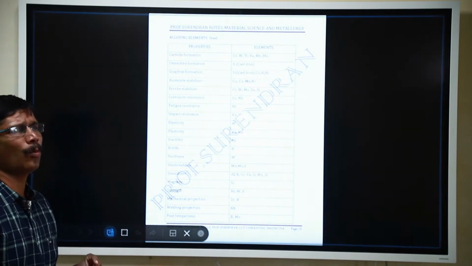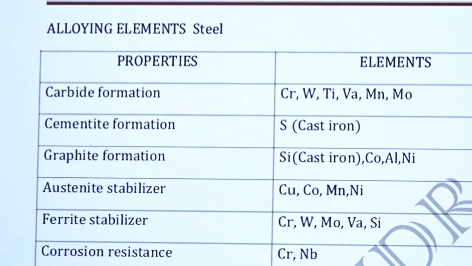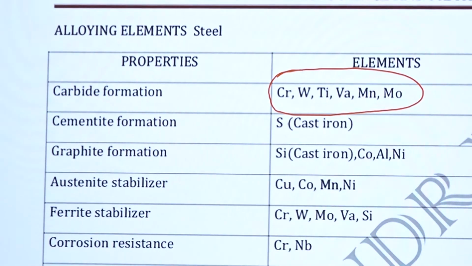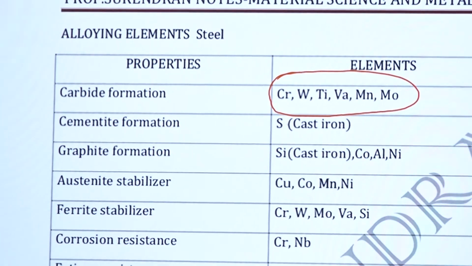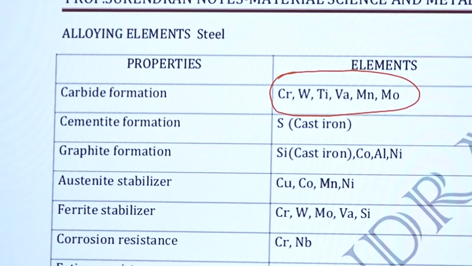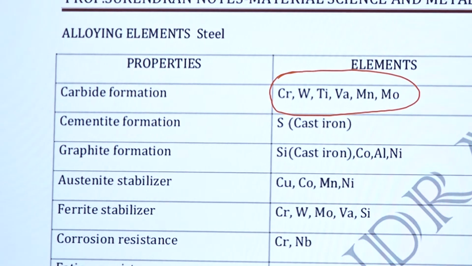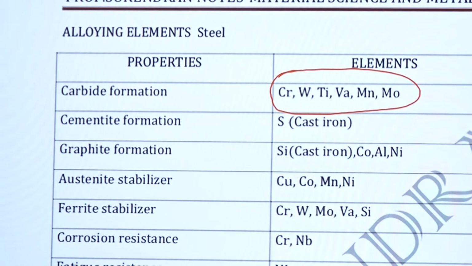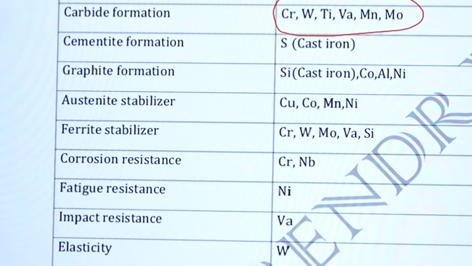Next we should know about the elements to be added to steel to get a particular property. For carbide formation, it is chromium, tungsten, titanium, vanadium, manganese and molybdenum. For cementite formation, sulfur can be added. For graphite formation, it is cobalt, silicon, nickel and aluminum. And austenite stabilizer, it is manganese, nickel, cobalt and copper. And ferrite stabilizer, it is chromium, tungsten, molybdenum, vanadium and silicon.